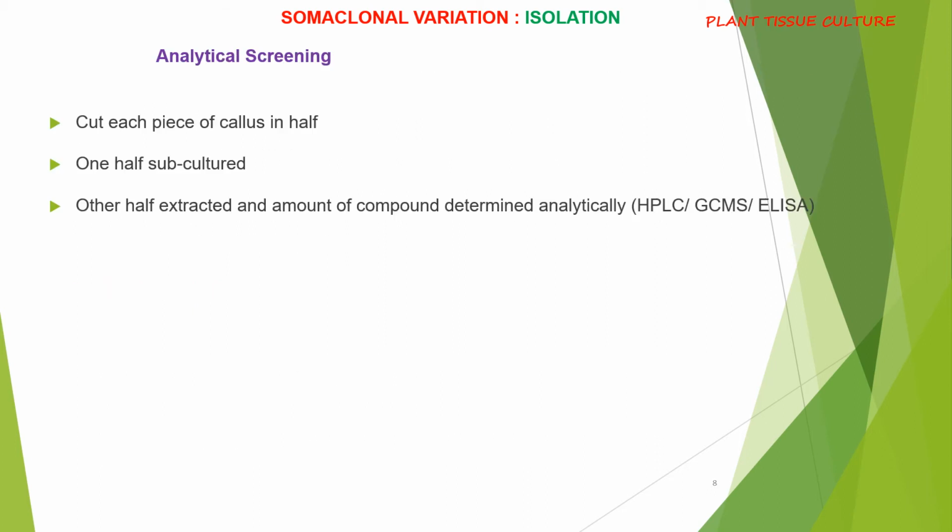Analytical screening methods are utilized to screen and isolate somaclones for certain metabolites and bioactive components. In this particular screening method, the cells are first isolated and the component in question is extracted, and then checked and quantified by means of analytical methods and instruments like HPLC and GC.